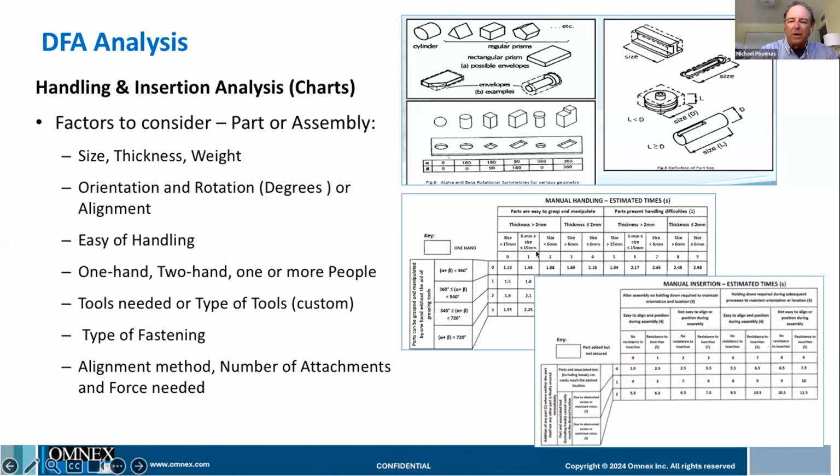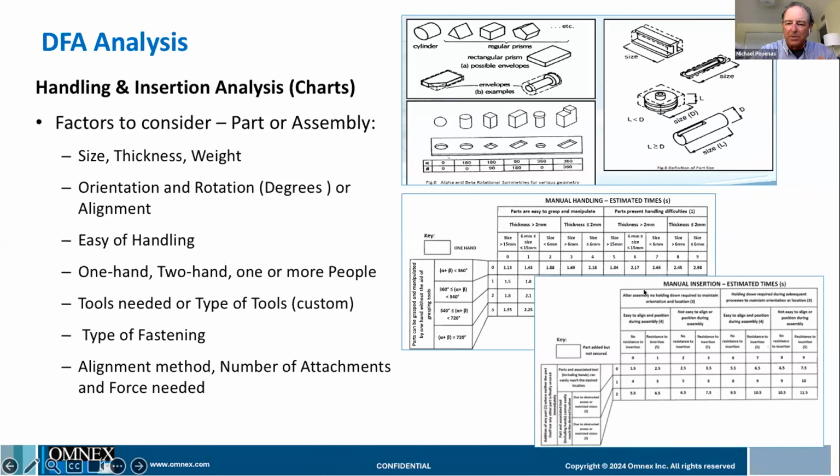But these tables that Boothroyd developed are based on thousands of different examples of component geometry, sizes, and weights to determine how difficult it is to orient the part in order to assemble it. That's the manual handling piece. And there are timetables for it. And then once the operator has it in the right orientation, how long will the actual assembly process itself take, based on size, type of process, and so on.